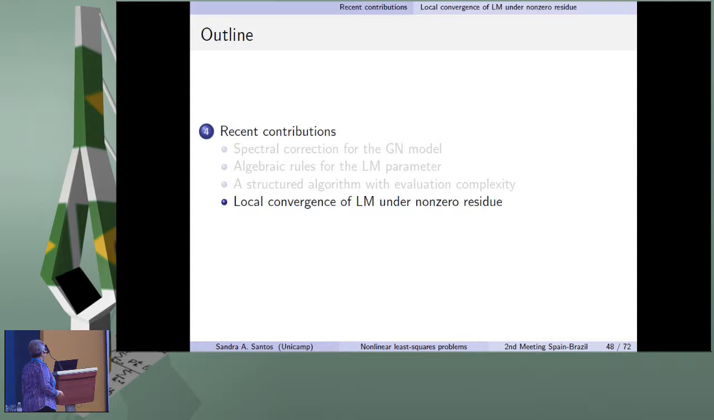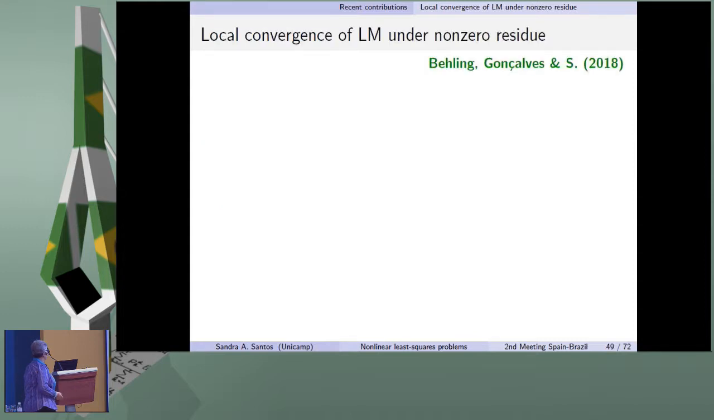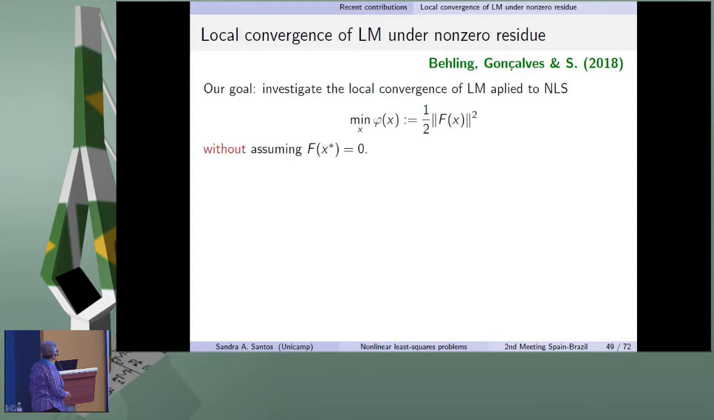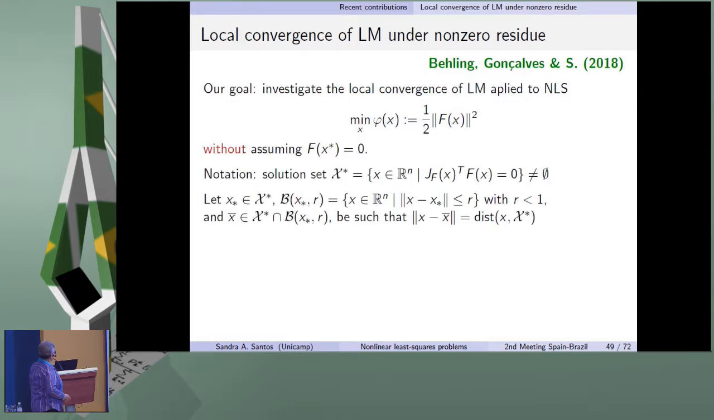Now, the last but not the least contribution is an analysis of the local convergence of Levenberg-Marquardt without the assumption of zero residual. This was developed together with Roger Behling and Douglas Gonçalves. So here is our problem of interest, and we are not assuming zero residual. So the solution set now is going to be the set of points for which we have stationarity for this problem. We are assuming that we have stationary points, and we are considering a neighborhood of a specific x star from this set.